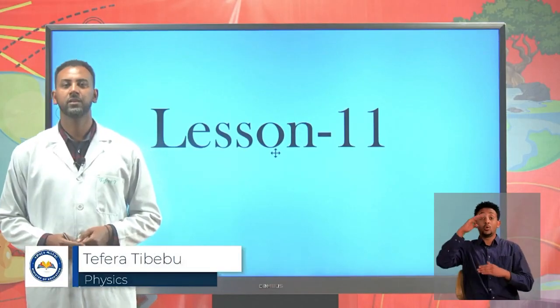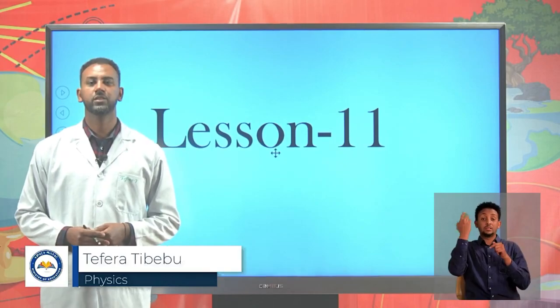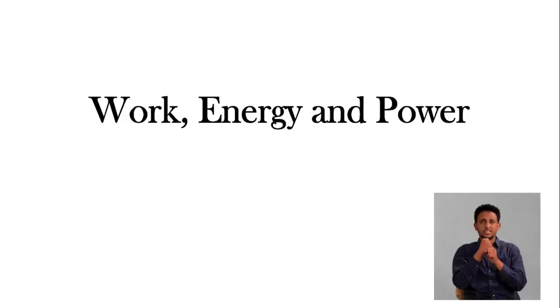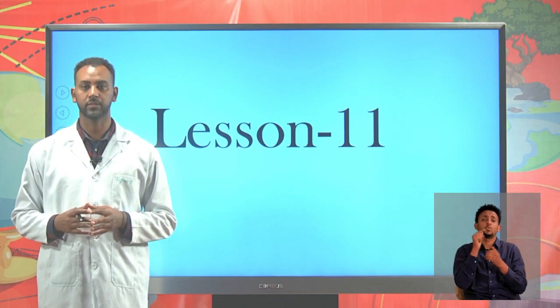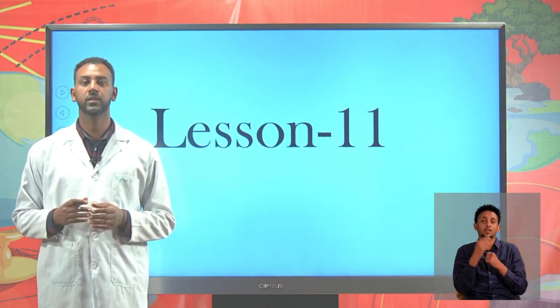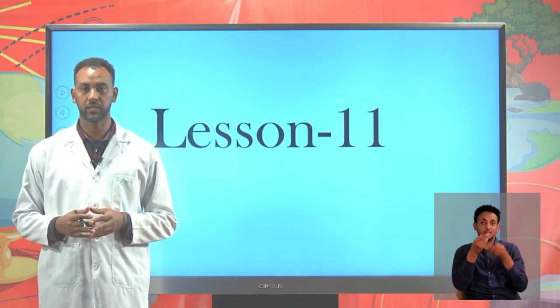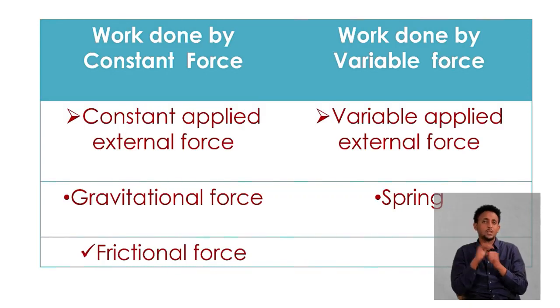Hello everyone. Previously in our discussion about work, energy and power, we saw how the dot product of force and displacement gives us mechanical work. We have also seen work done by constant force and variable force. Applied external force, frictional force and gravitational force can be categorized under constant force. We have also seen work done by a variable force like a spring.